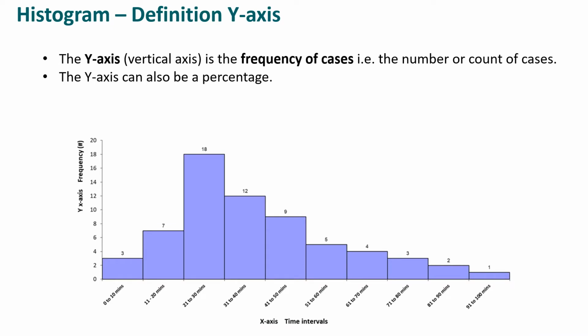The y-axis, or the vertical axis, as seen here in the red box, is the frequency of cases, like the number or the count of the cases. The y-axis can also be presented as a percentage, but it's usually a count or the number of cases.